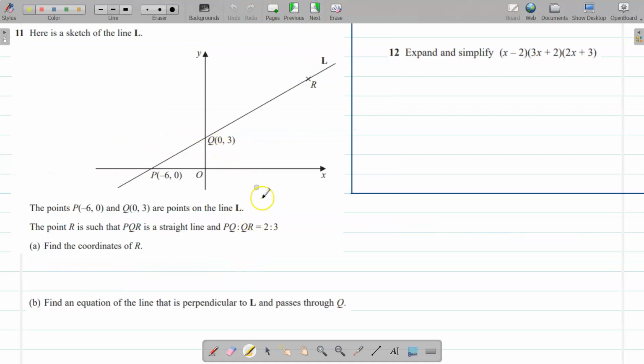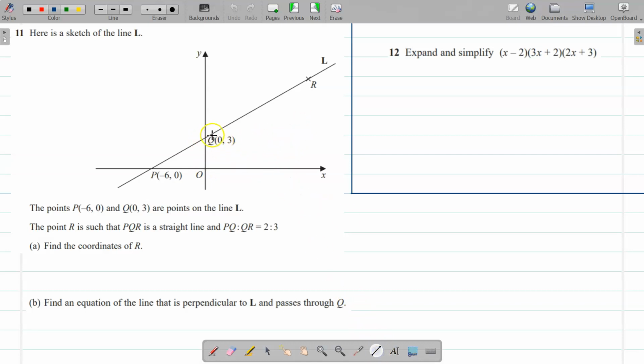A straight line graph. We've got 2 points we're given, so from that we can get quite a lot of information. We've got to find the coordinates of this point R. And this is divided in the ratio 2 to 3. So this length here is 2, this length here is 3 in that ratio.